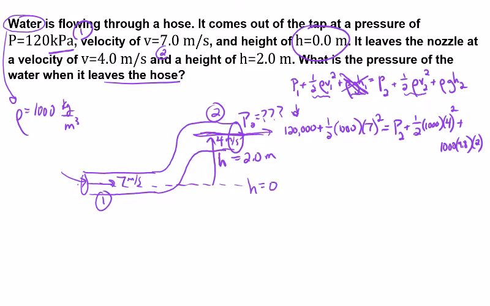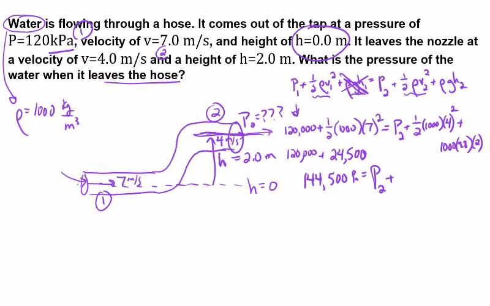So I've got 1/2 times 1,000 times 7 squared. So this little section right here is 24,500. That's the pressure due to the moving fluid there. I'm going to add that to the 120,000. And I get 144,500 pascals on the left. P2 is what I'm trying to find.